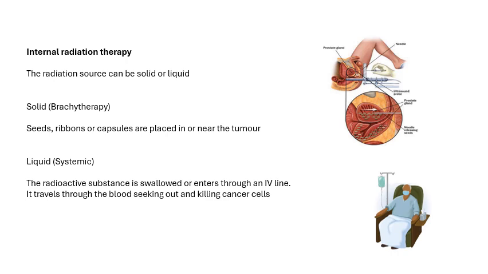Or it can be a liquid, and that's called systemic therapy. And this radioactive liquid, it might be swallowed, or very commonly it's in an intravenous line, and then this stuff travels through the blood, seeking out and killing cancer cells. So this is internal radiation therapy.